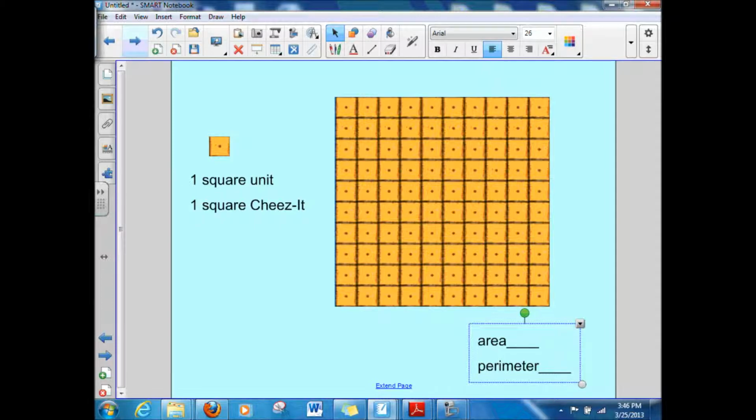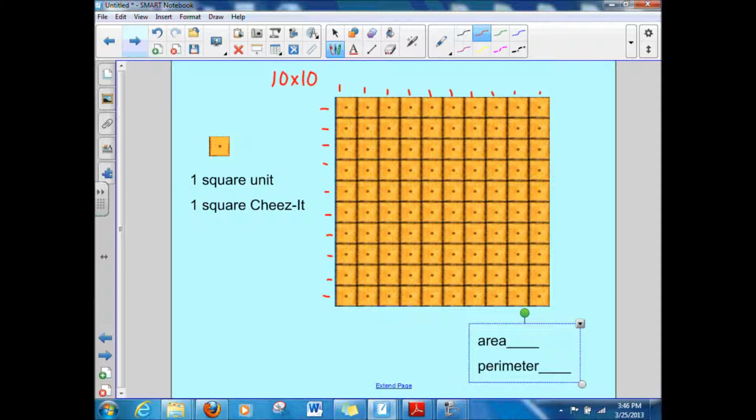Ooh, look at this. 1, 2, 3, 4, 5, 6, 7, 8, 9, 10 this way, and 10 this way. Oh, it's a square. In the area, 10 times 10. Oh, we know that one is 100 square. Well, let's use inches this time.